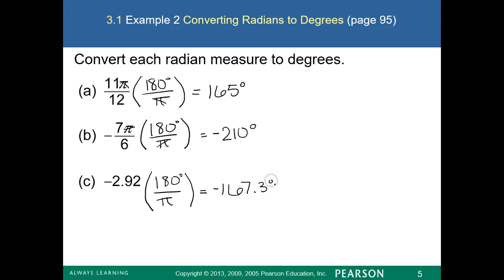167.3 degrees. Or you can actually convert this to degrees, minutes, seconds. And degrees, minutes, seconds gets me this right here: -167 degrees and 18 minutes. And we're done with converting radian measures to degrees.